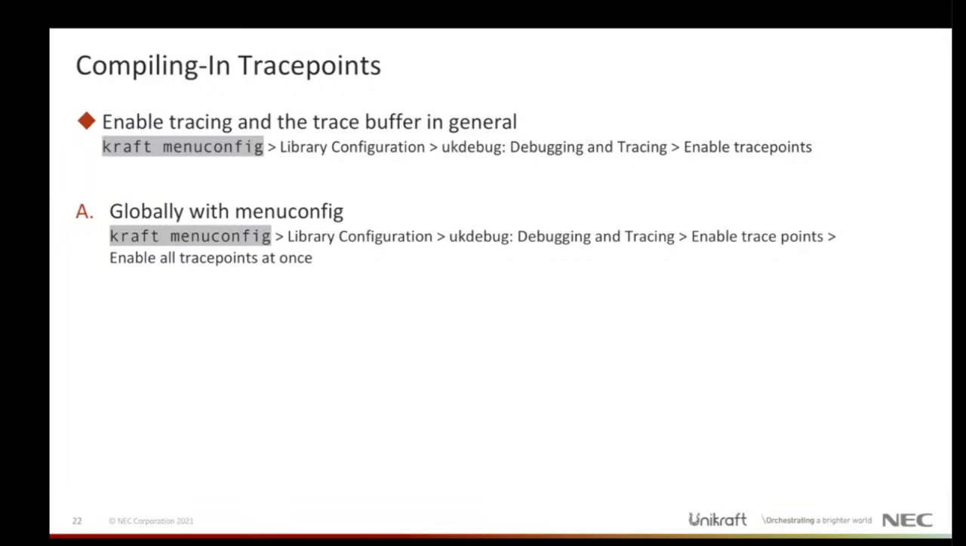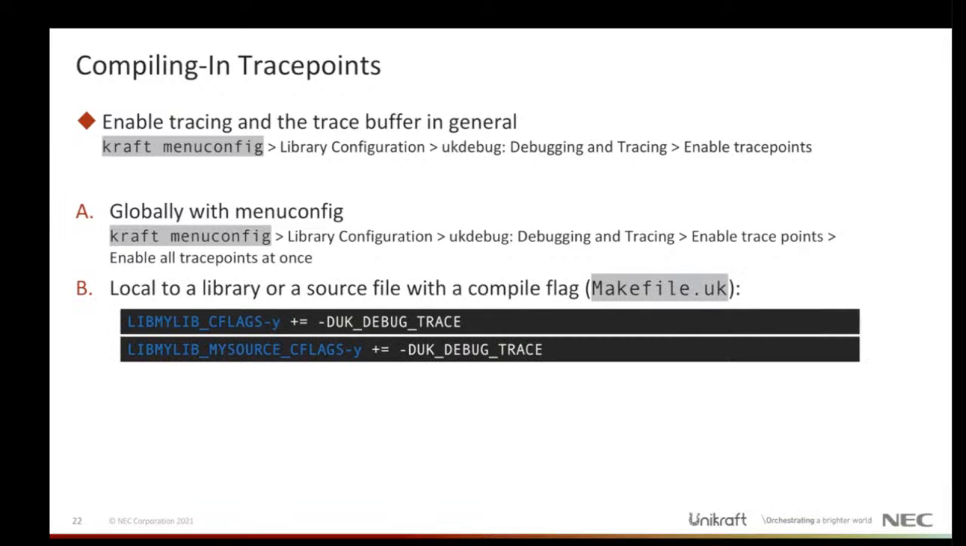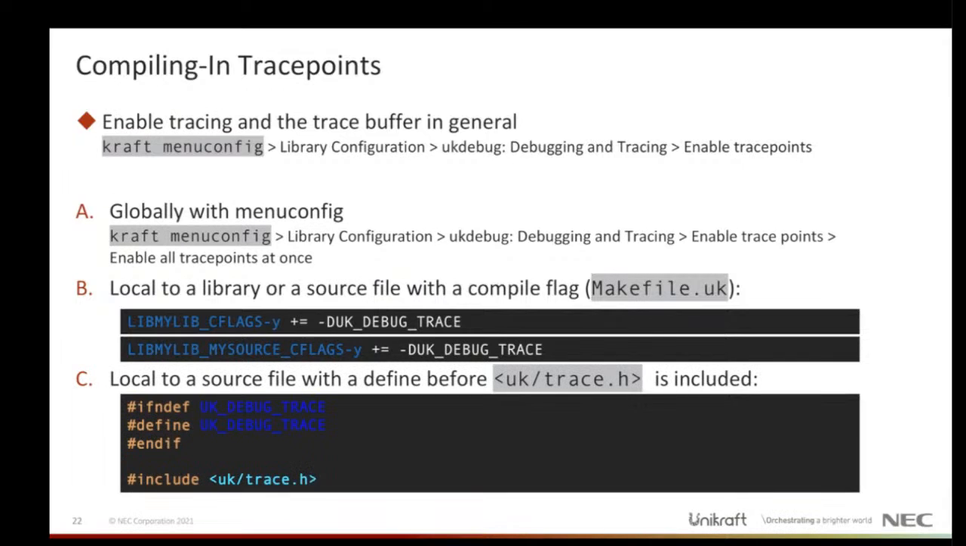But because of the same reasons, maybe you're still interested only in a subset of trace points or in the library that you're currently looking into. So you can do the same trick here. You can either modify the Makefile.uk to enable trace points per file, per number of files, or for a whole library. Or if you have the source open anyway, you can also define UK_DEBUG_TRACE just before uk_trace is included. And that is the same behavior as the debug messages.